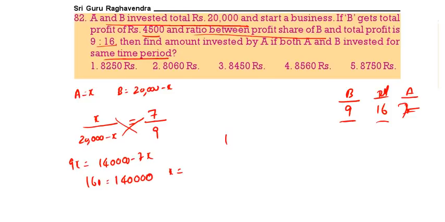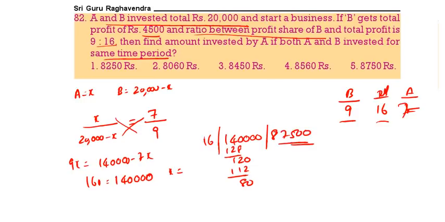X value is 1,40,000 divided by 16. 16 8s 128, then 16 7s 112, then 16 5s. It is 8,750. Sorry, 8,750. Here also it did not take 1 0. So 8,750 is the correct answer. 8,750 means option will be 5.